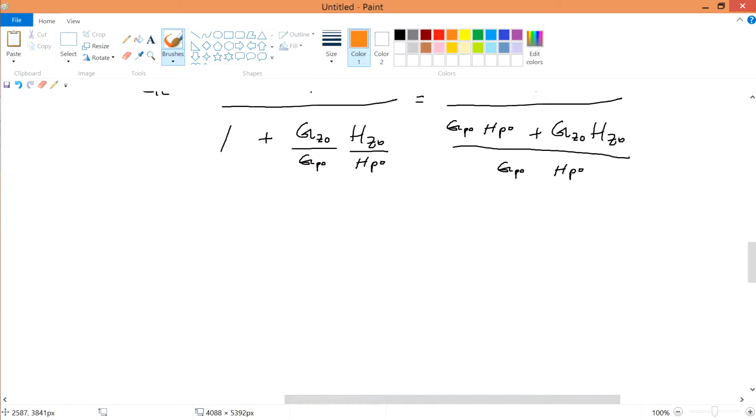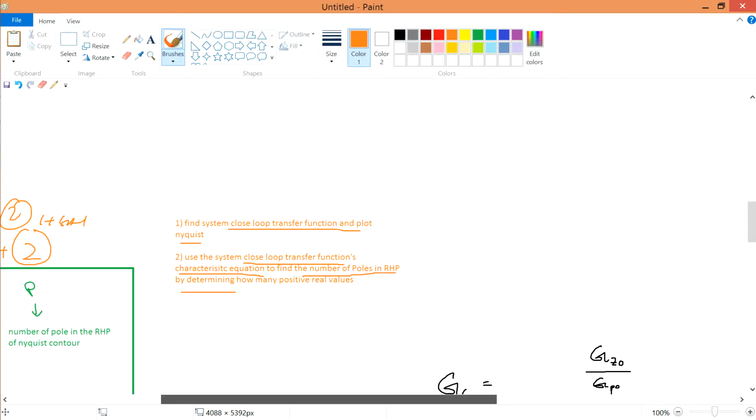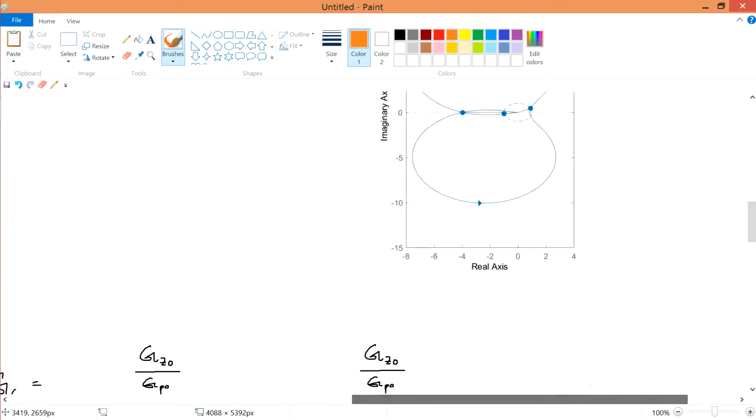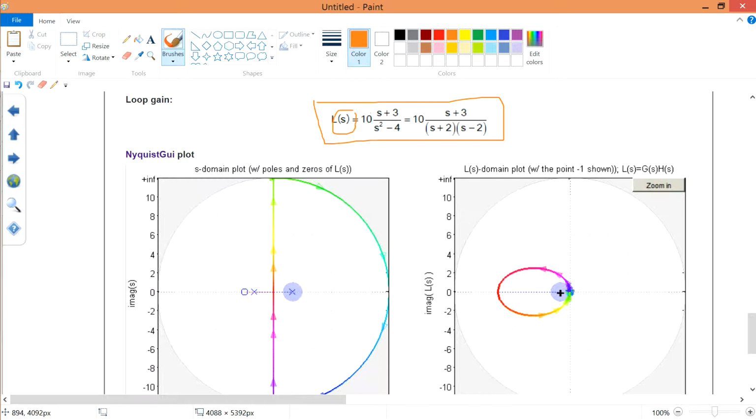Alright, the next step is to take the characteristic equation of the closed loop transfer function, and then find the number of poles in the right half plane. If we were to solve for the characteristic equation, this is simply 1 plus GH equals 0, and 1 plus GH, in our case, is only L. The L of S is equal to this one or this one. So you simply set 1 plus L of S equal to 0, and then we solve for the roots.